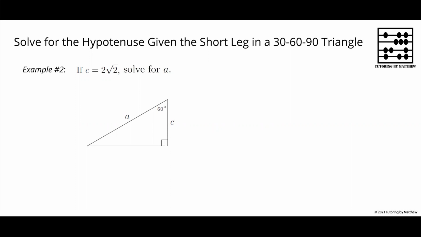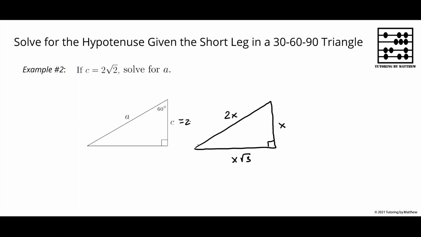If C equals 2 square root 2, solve for A. This is a great place to pause the video and see if you can solve for A, the hypotenuse, given the short leg, on your own. First, start by drawing a reference triangle to the right of the given triangle. The short leg is x, the hypotenuse is 2x, and the long leg is x square root 3.